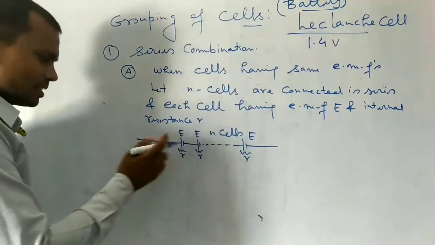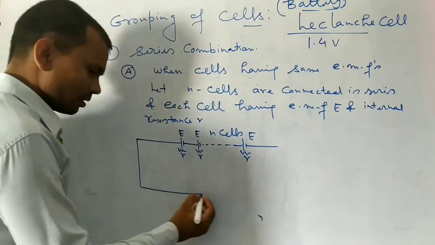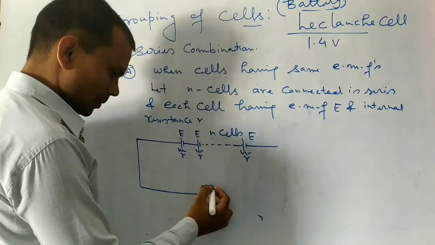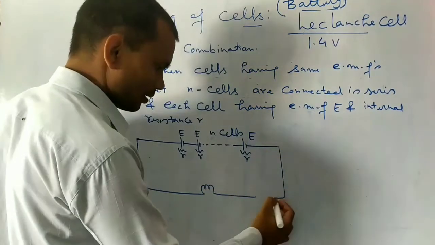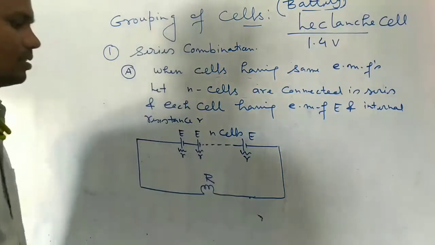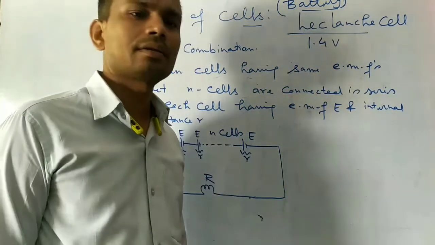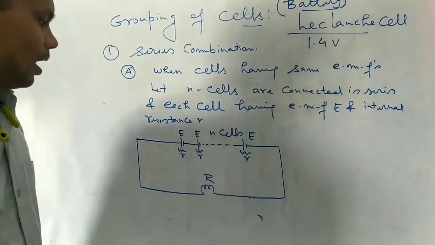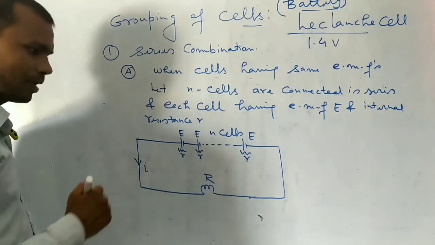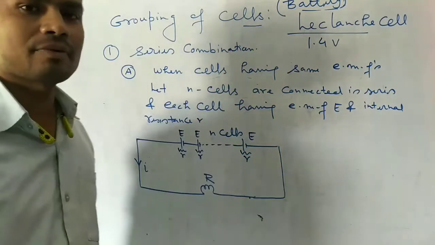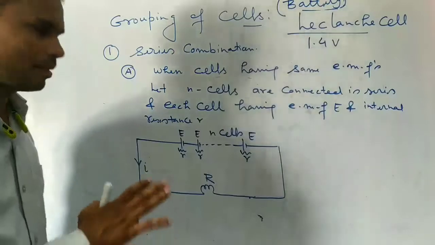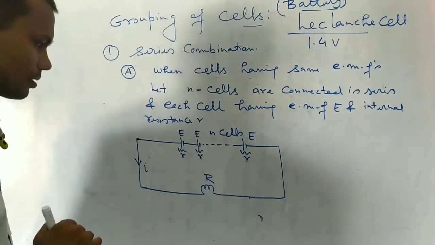So these cells are connected to a bulb, right? And the resistance of this bulb is R, right? Now, how much current is flowing in that? This we want to calculate, and in which case the value of current is maximum, and in which case the value of current is minimum. Now here we are going to discuss.